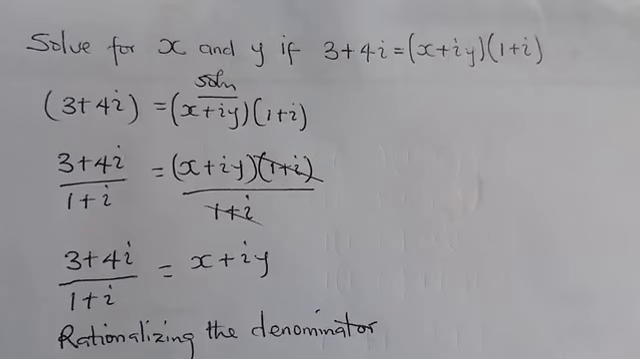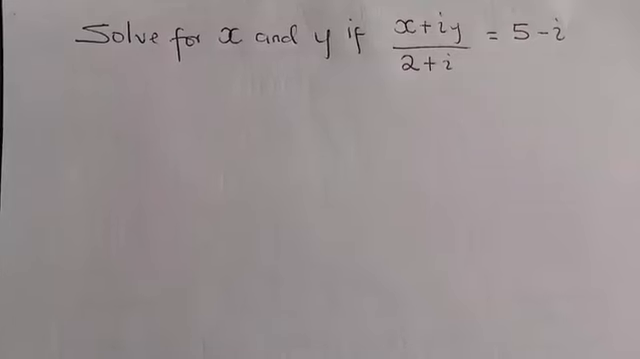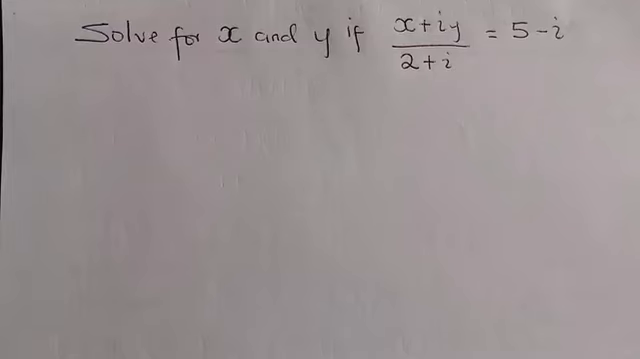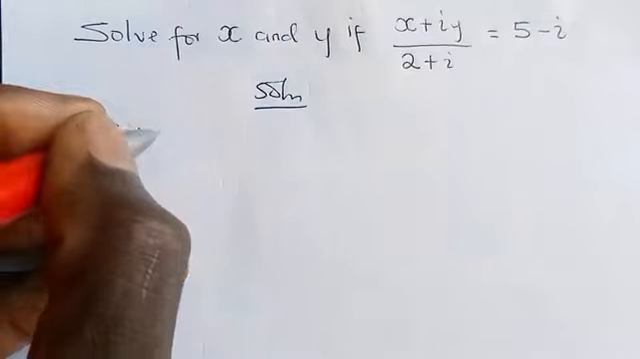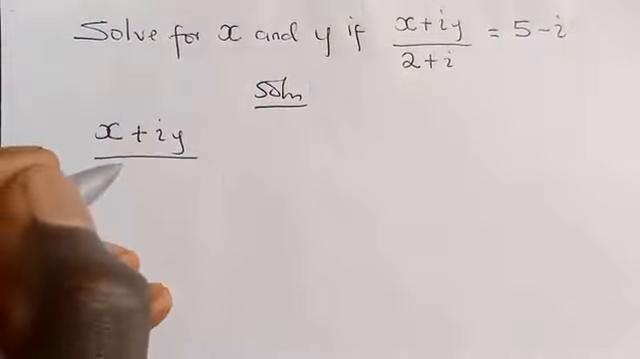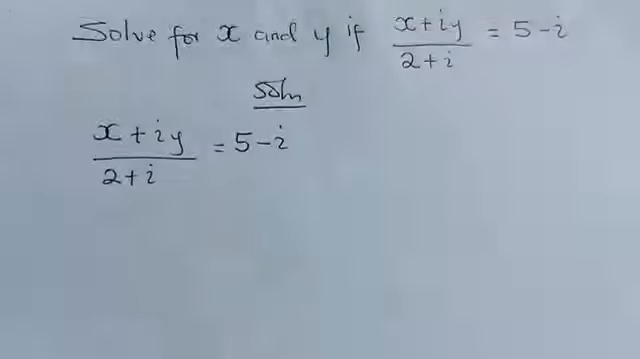We are asked to solve for x and y if 3 plus 4i is equal to x plus iy multiplied by 1 plus i. The second question here takes the same form. This is similar to the first one where we are asked to solve for the value of x and y. So here we have x plus iy divided by 2 plus i equal to 5 minus i.